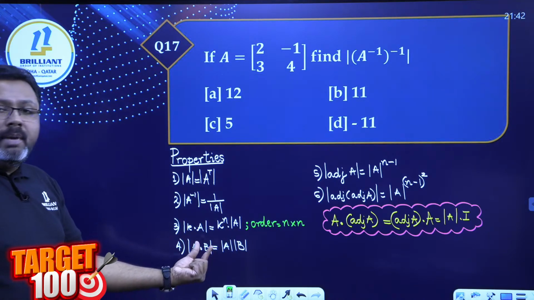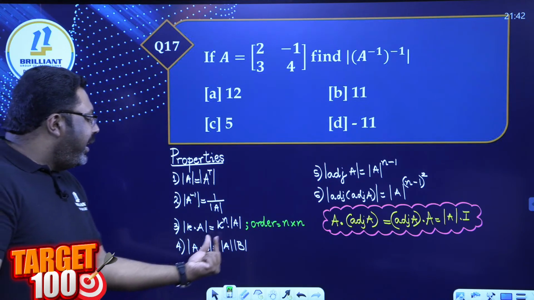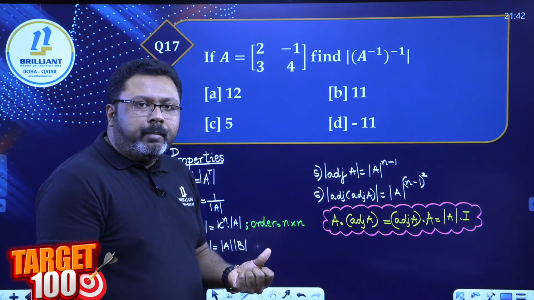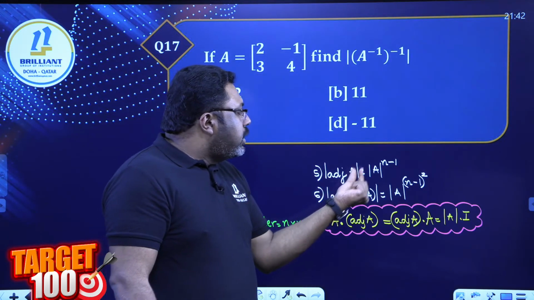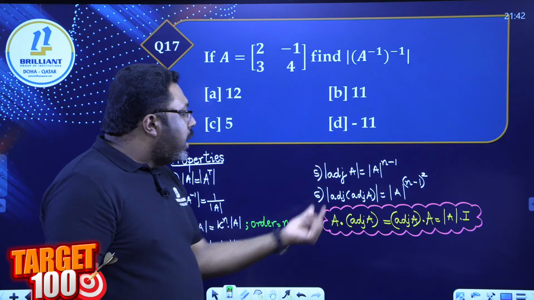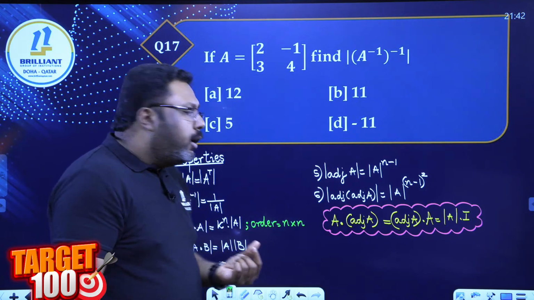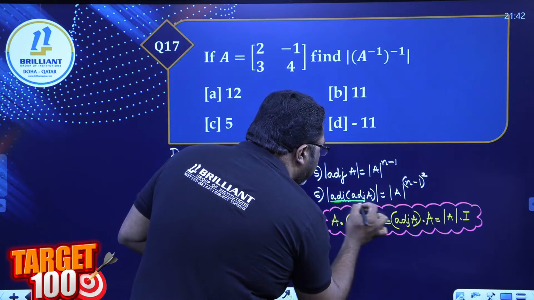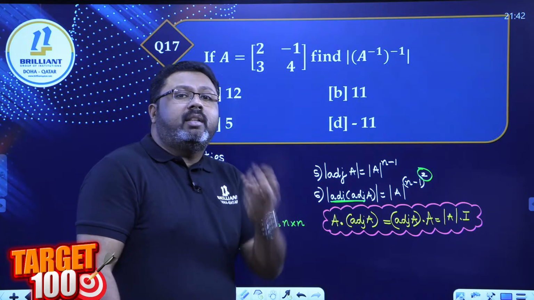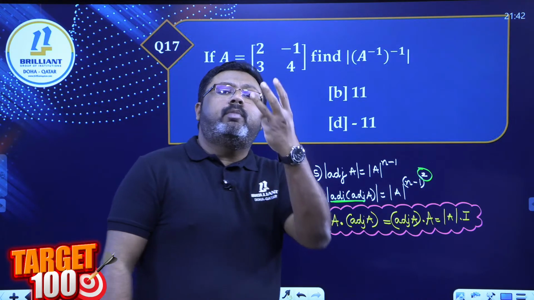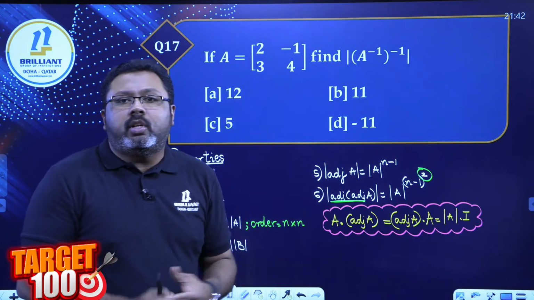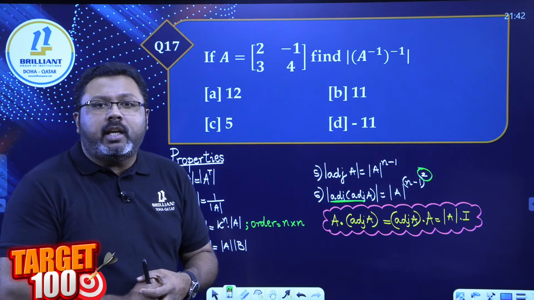What is determinant of A into B? Don't multiply AB. It's simply determinant of A multiplied with determinant of B. Determinant of adjoint of A is determinant of A raised to n minus 1. So these are all properties. If I'm taking the adjoint twice, the power of n minus 1 will become 2. If you take the adjoint 3 times, the power of n minus 1 will become 3. The power depends on how many times you're taking the adjoint.